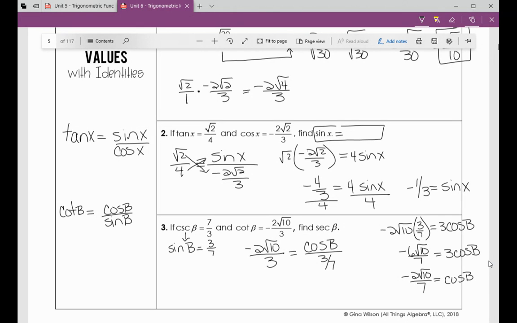Everybody okay with that so far? I got to cosine in order to calculate secant. Secant is cosine's reciprocal, so I'm going to flip this and clean it up. So I get negative 7 over 2 square roots of 10. Rationalize that denominator by multiplying by the square root of 10 over square root of 10. That gives you negative 7 square roots of 10 over 20. That would be the value for secant.